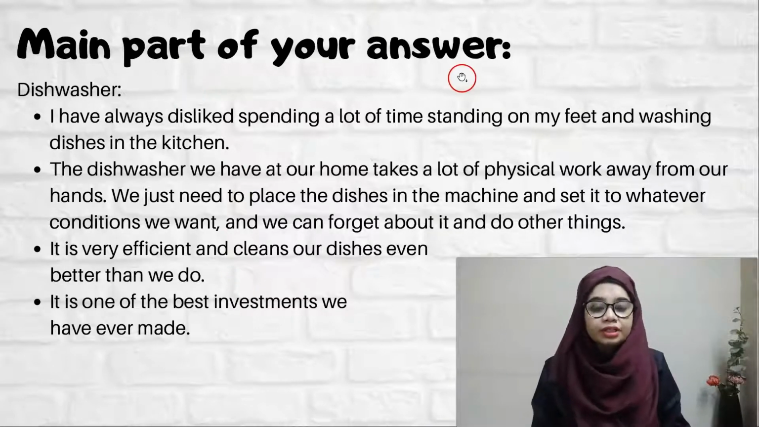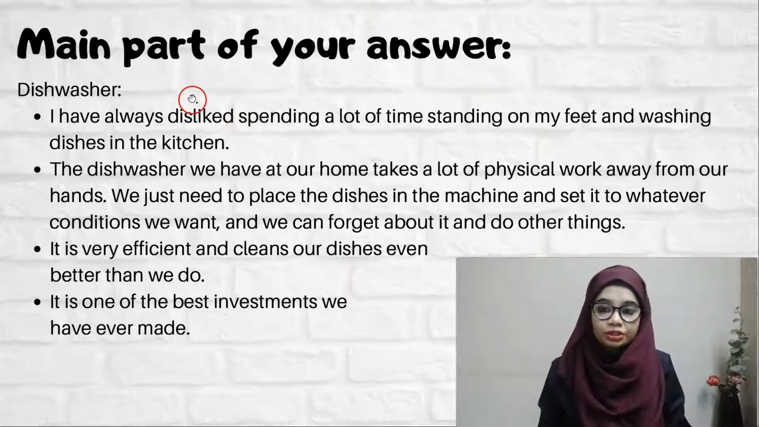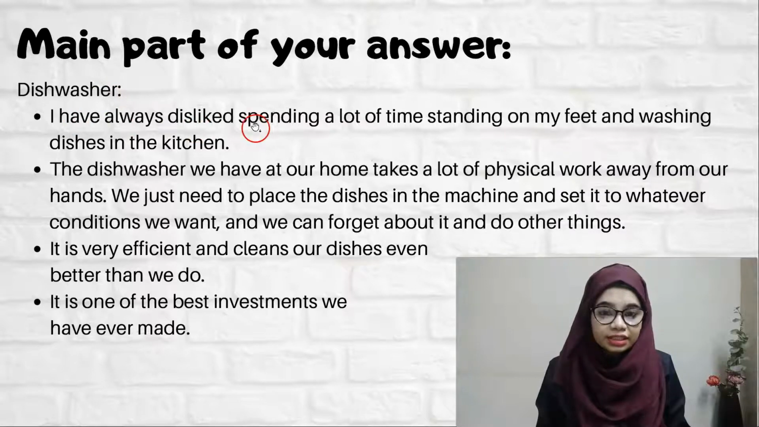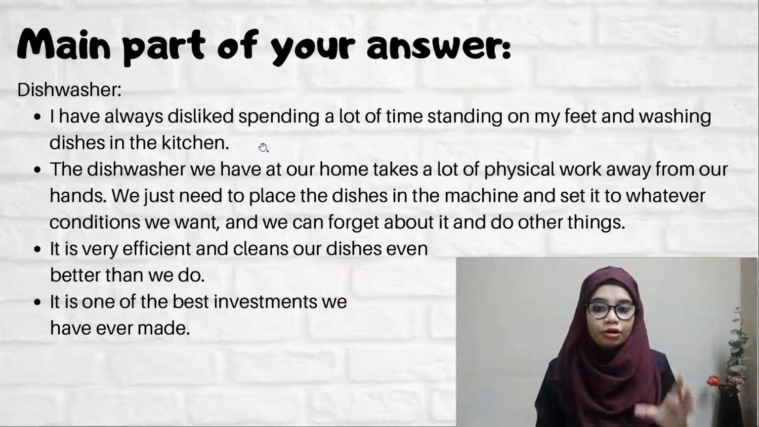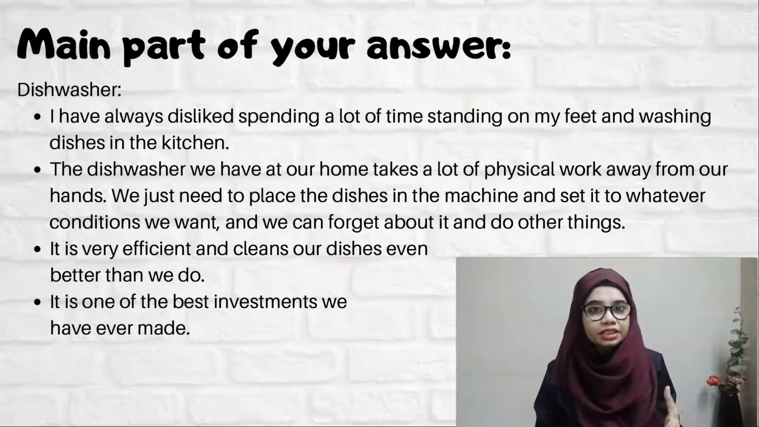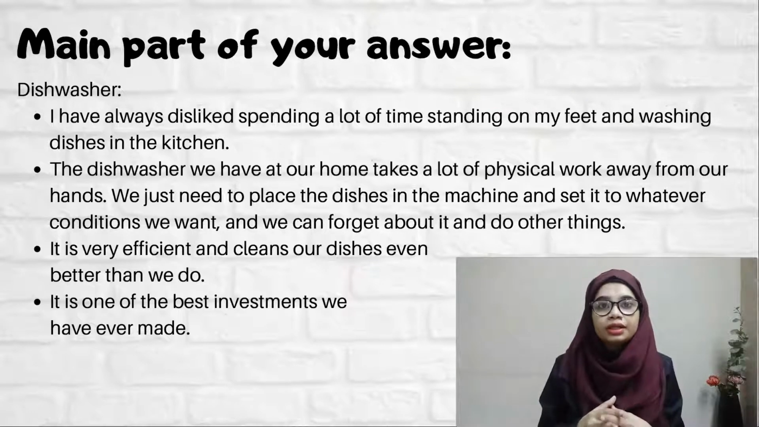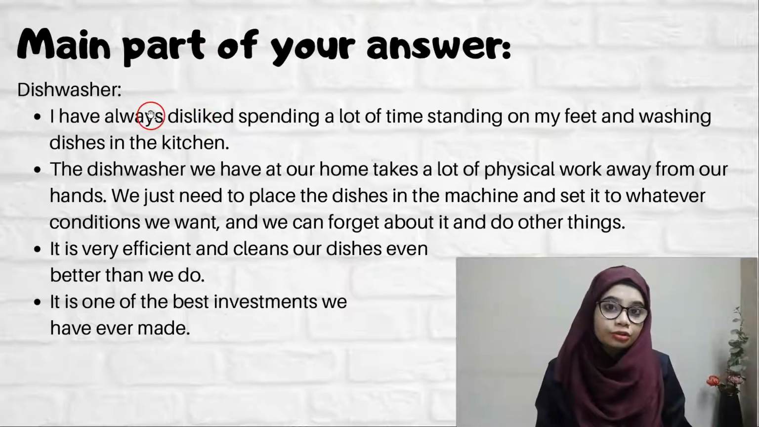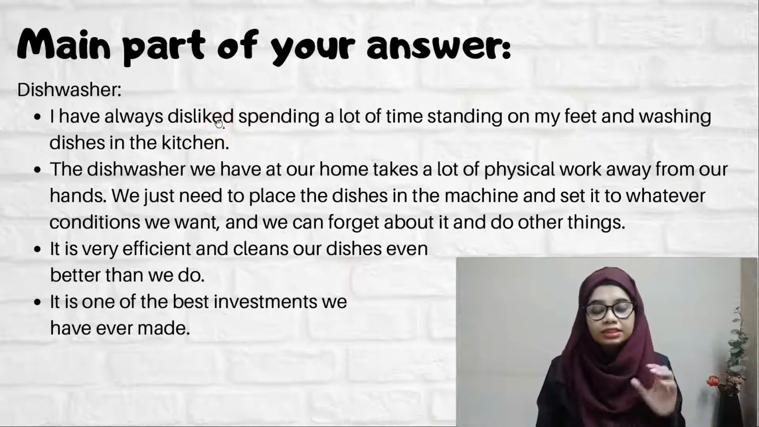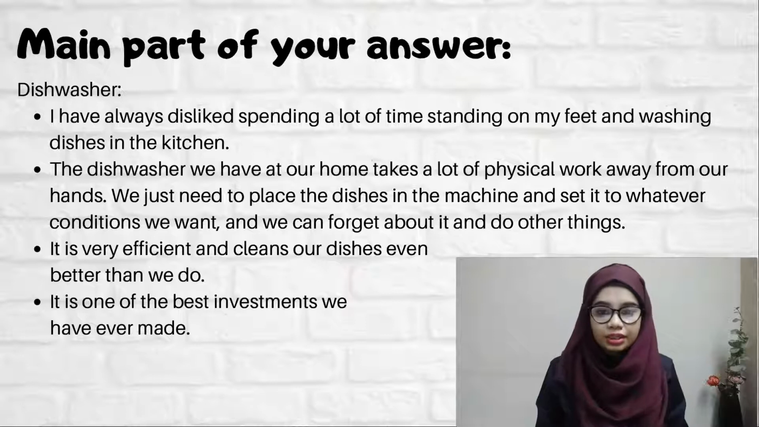So the main part of your answer will be as follows in case you decide to talk about the dishwasher. I have always disliked spending a lot of time standing on my feet and washing dishes in the kitchen. So, I have always disliked. This is a perfect tense that if you include in your answer, it will show the examiner that you have a nice range of grammar. So it is always good to include perfect tenses. I have always disliked spending a lot of time standing on my feet and washing dishes in the kitchen.